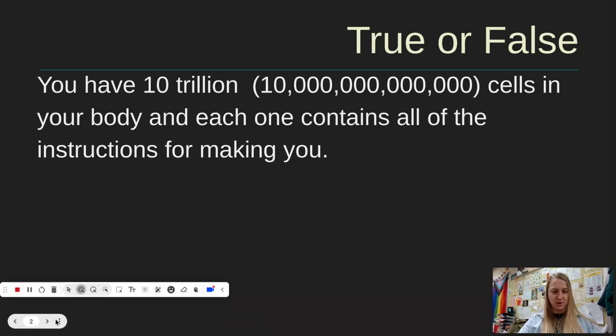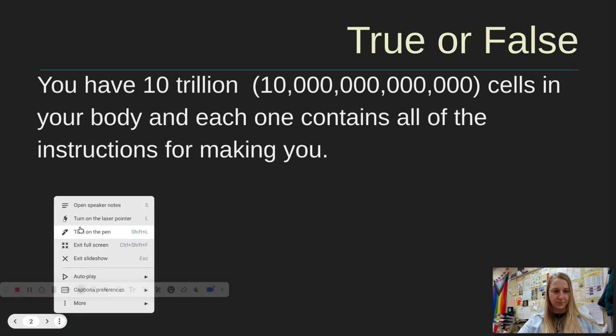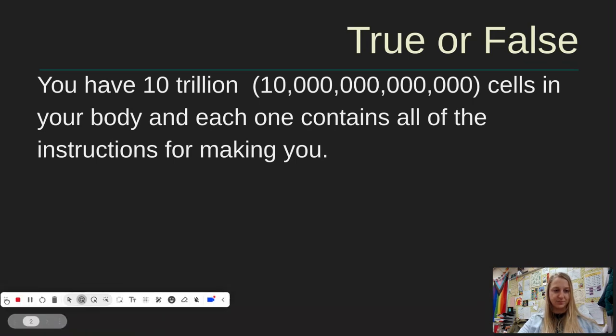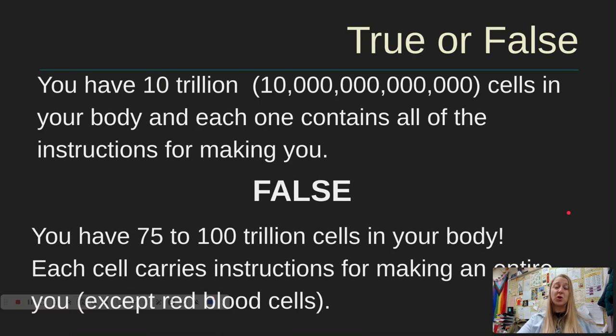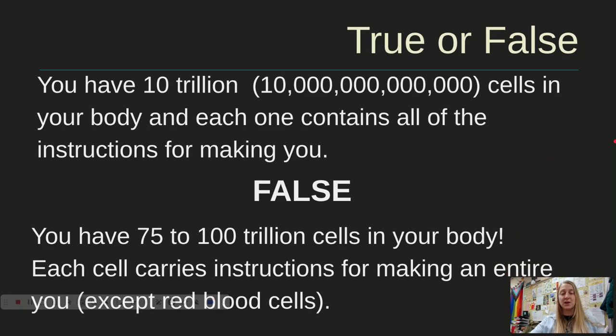Let me get my little pointer out here. There's my laser pointer. What do you think? Is that true or is that false? If you said false, you are correct because you have way more cells than that. You have 75 to 100 trillion cells in your body, but each cell does still contain instructions for making an entire you. Your blood cells are a little bit different.